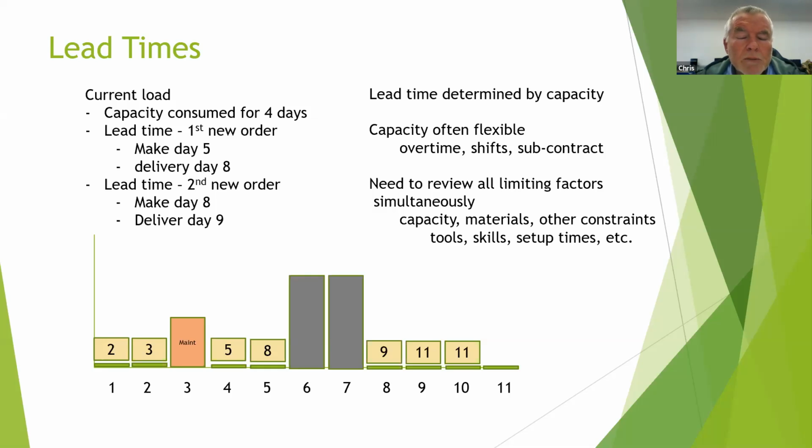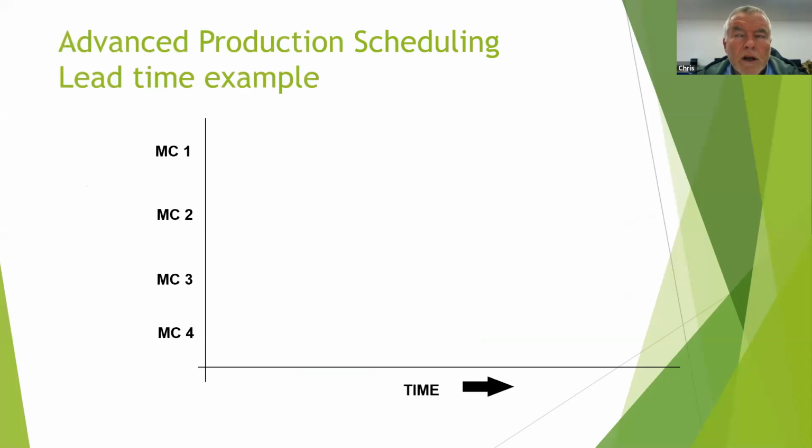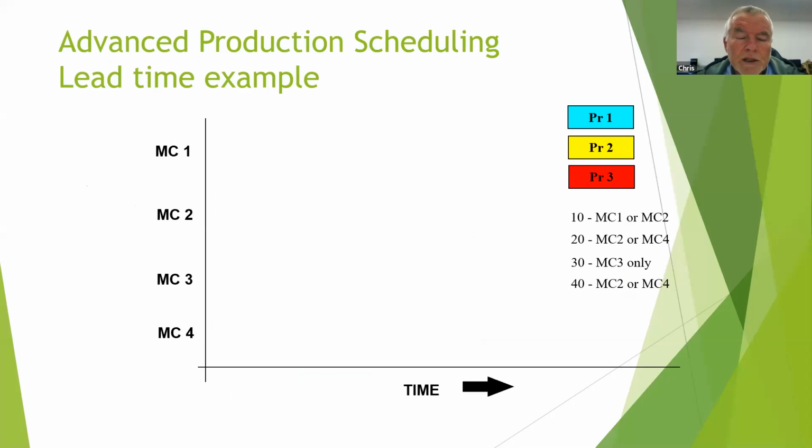But sometimes, even if I have capacity, I can't manufacture the item that I want, simply because I'm dependent on materials or tooling or setups or skills or some other issue. So the problem we see is that MRP doesn't take this variability into account. Here I'm going to give you an example of that problem, where lead time in actual fact is dependent on capacity.